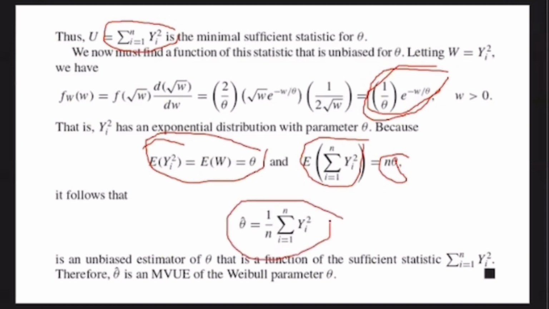What do you see now? The sufficient statistic is part of this estimator. So what is the sufficient statistic? Summation y squared, right? What is the estimator? 1 over n summation y squared. Any question? And that was why we said this is an unbiased estimator for theta. That is a function of the sufficient statistic, and therefore theta cap is a minimum variance unbiased estimator of the Weibull parameter theta.